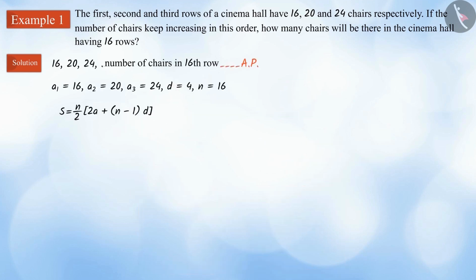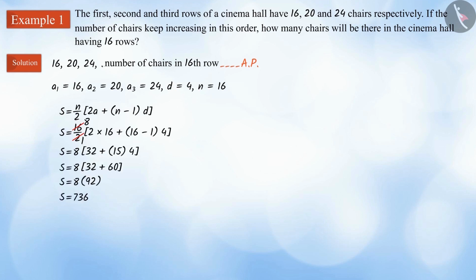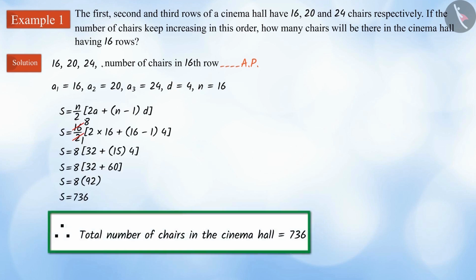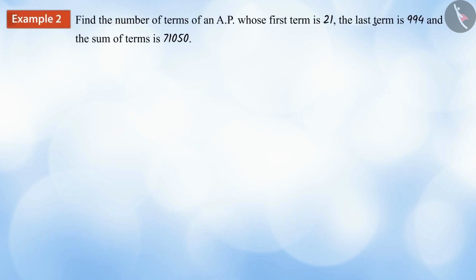Moving further, we substitute the values of a, n, and d in this formula. On solving this, we get 736. Therefore, the cinema hall will have a total of 736 chairs. Let's look at another example.